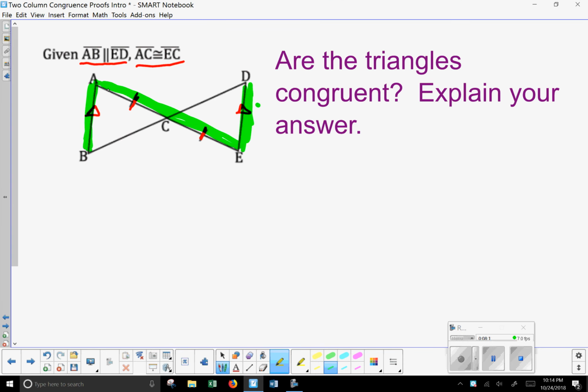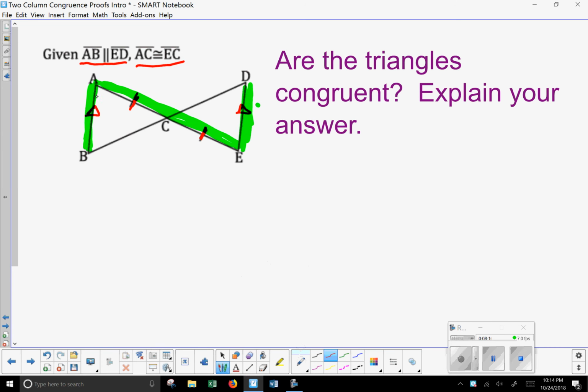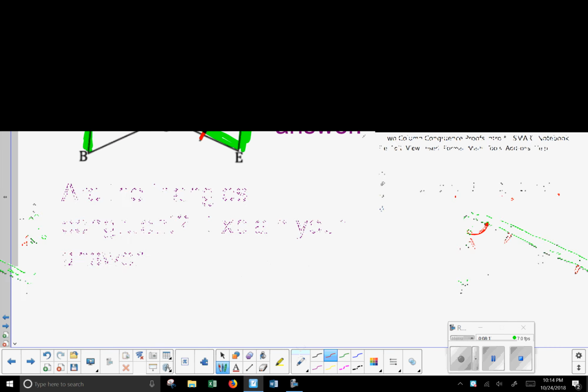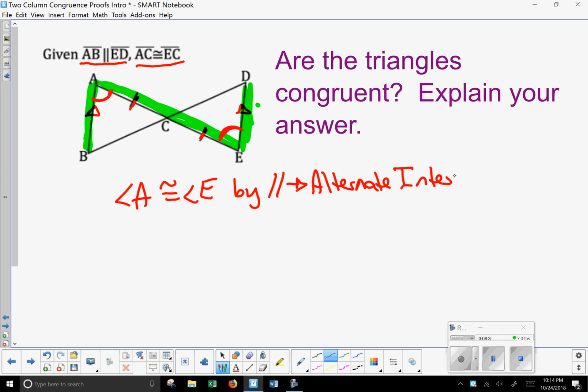So that means I know that this angle right here has to be congruent to this angle right here. So angle A would be congruent to angle E, because parallel lines means alternate interior angles are congruent. That's one of the rules that we learned at the beginning of this unit.